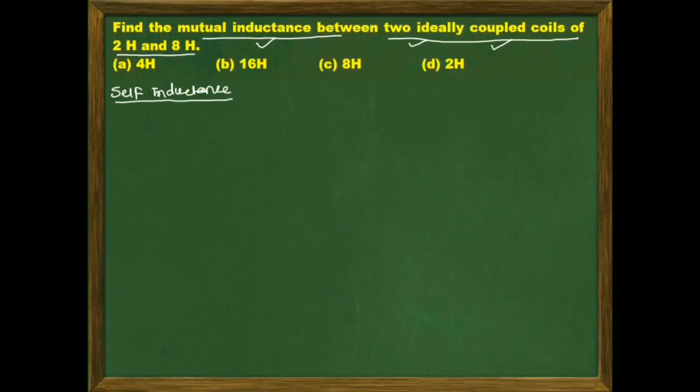In my first lecture I told you what inductance is. Inductance simply is the property of a coil or conductor by which it opposes any change in current or any change in flux. So here, as the name suggests, self-inductance is the opposition offered by the coil itself. It means if the change in current happens in that coil itself, then it opposes that change. So this is self-inductance. Now what is mutual inductance?